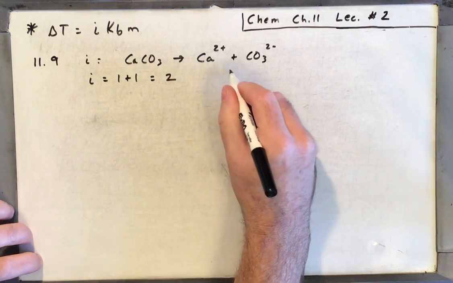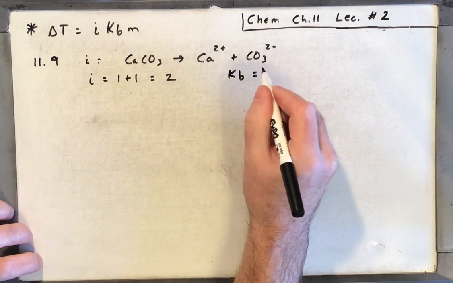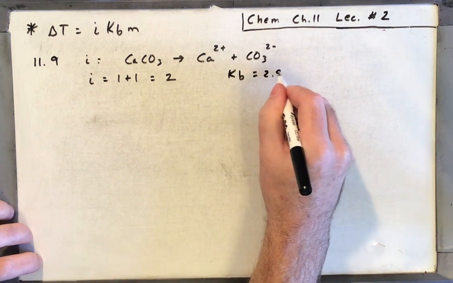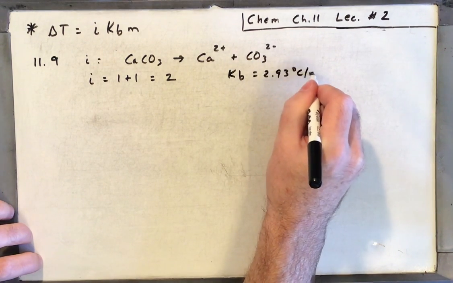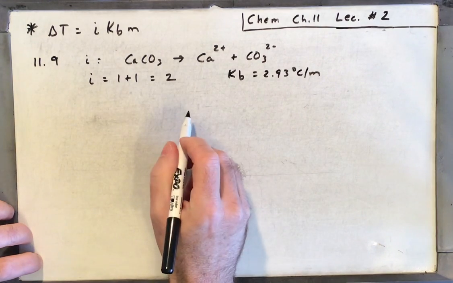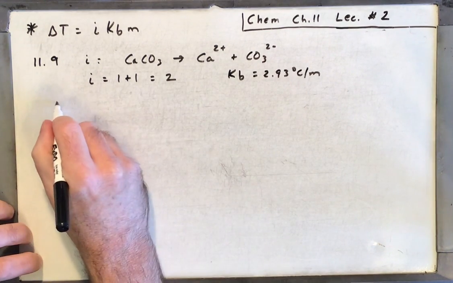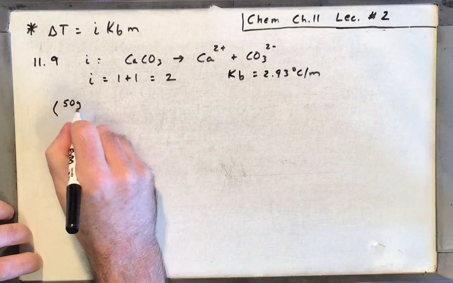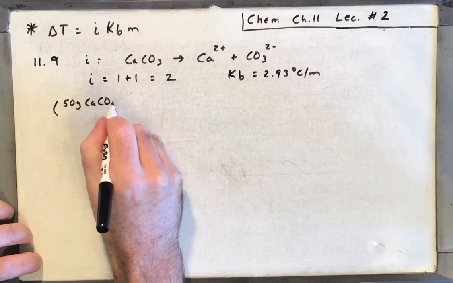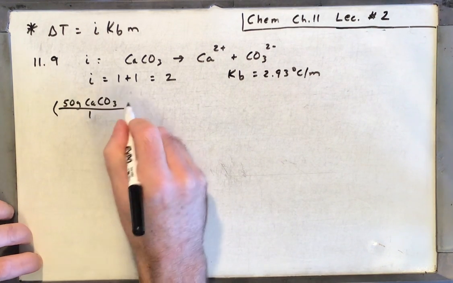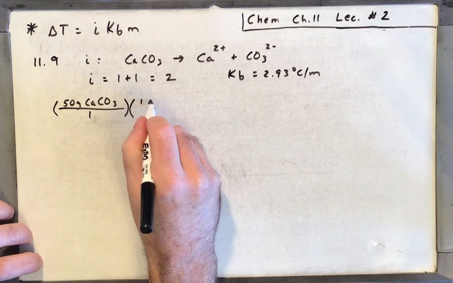All right, K sub B is in the problem. That is 2.93. We need to get molality. Okay, so we're given 50 grams of calcium carbonate. Let's change that to moles.